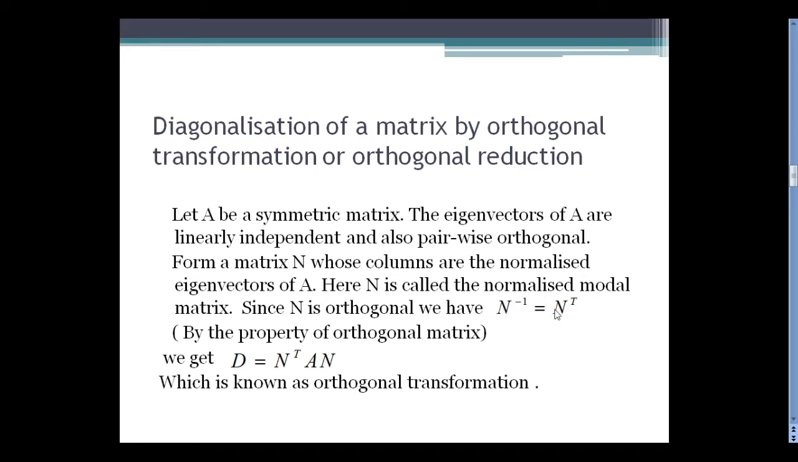Now after finding N transpose, we find N transpose A N. On taking the product, we get D. D is nothing but the diagonalization of a matrix. So D is equal to N transpose A N, which is known as orthogonal transformation.